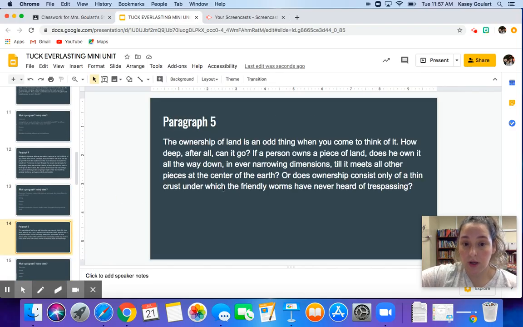One more we do. I will read paragraph 5. You will do the notes for annotation on paragraph 5 below, and then we'll check together. Paragraph 5, let's read. The ownership of land is an odd thing when you come to think of it.